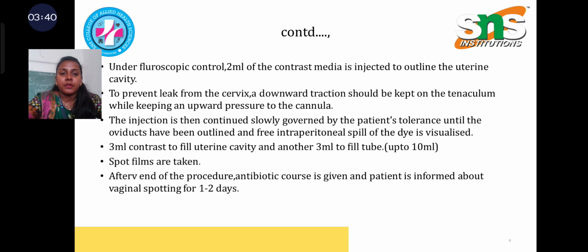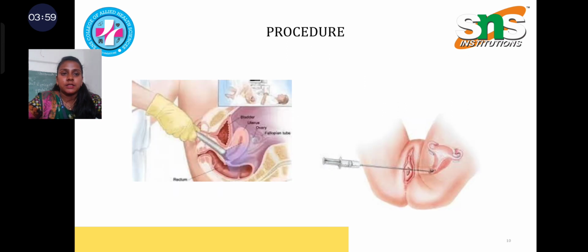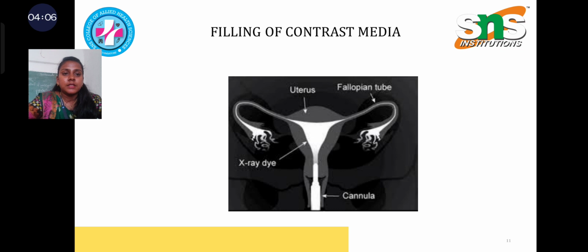3 ml contrast to fill the uterine cavity and another 3 ml to fill the tubes. Up to 10 ml contrast is injected. Spot films are taken. After the end of the procedure, an antibiotic course is given and the patient is informed about vaginal spotting for 1 to 2 days. This is how the procedure is performed. This is how the filling of contrast media looks.